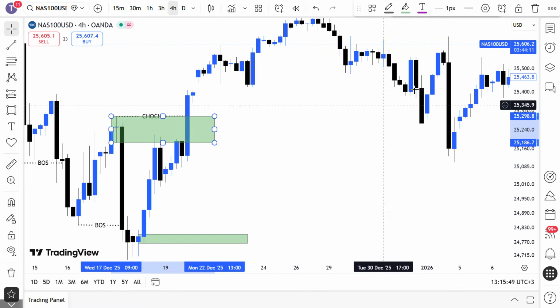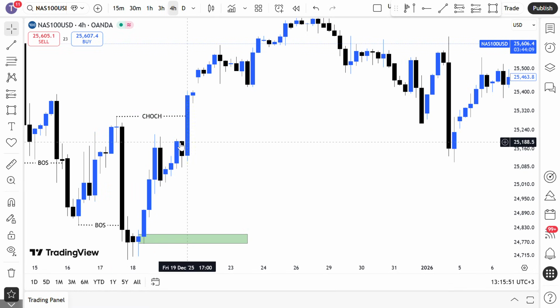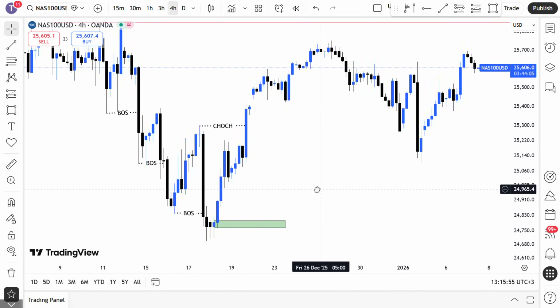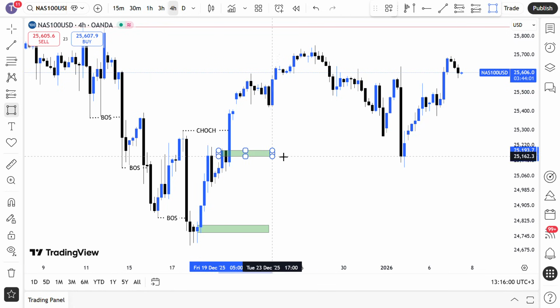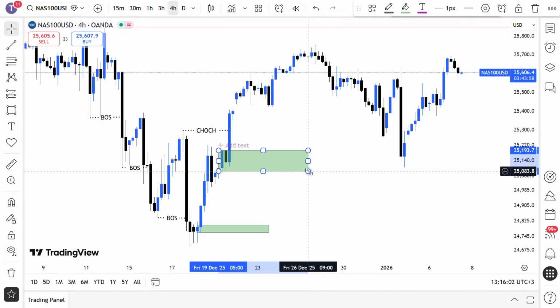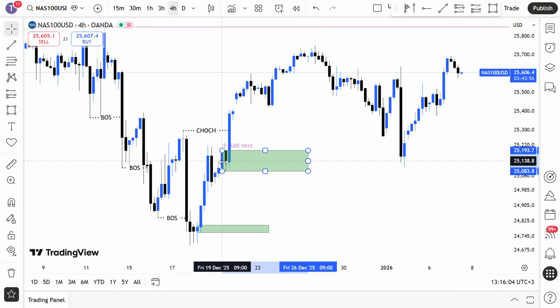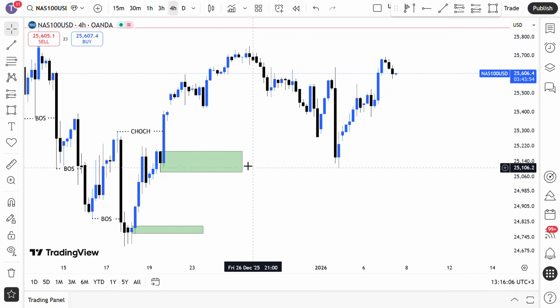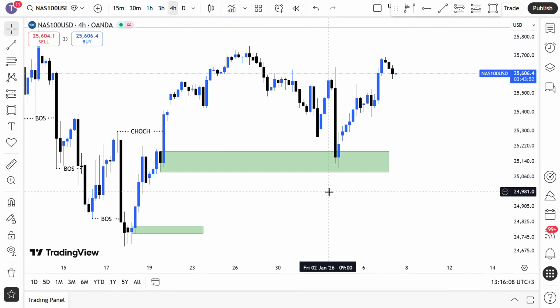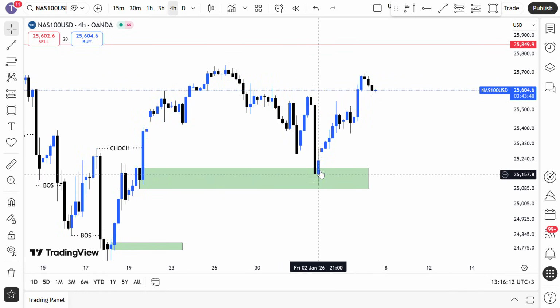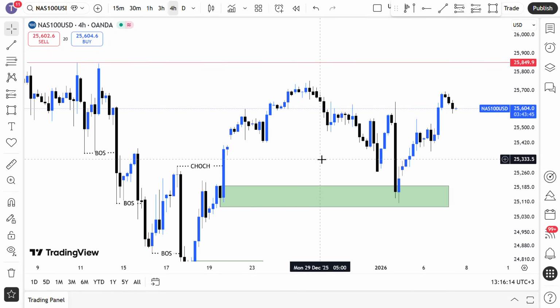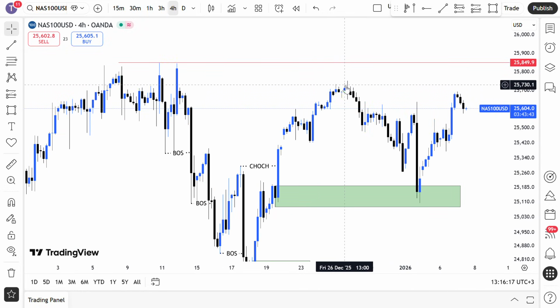And then after that, the price left behind this demand level where we had some good reaction from. And because of that, I was waiting for price to come into this level. And that is exactly what price did. So from this level, you can see the price came into that level and reacted very well to the upside. And now I expect this high to be taken out.